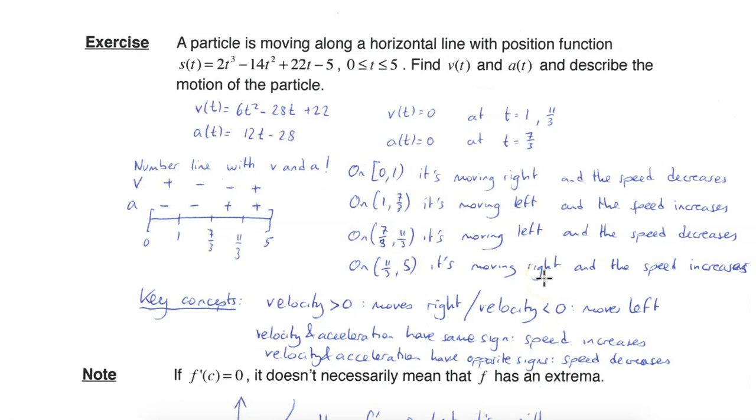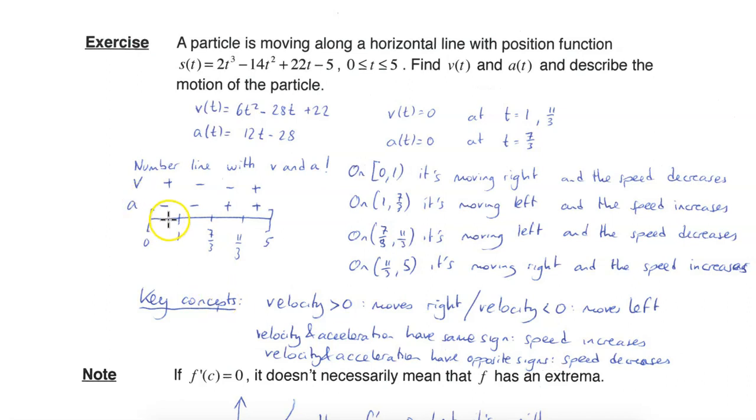What about the speed? We've talked about that previously. The speed is a bit more complicated to figure out whether it increases or not, but the key concepts are written here. If the velocity and acceleration have the same sign, so they both contribute to the same direction, the effect is that the speed increases. If the velocity and acceleration have opposite signs, that means they kind of nullify each other, they exhaust each other, and the speed decreases.